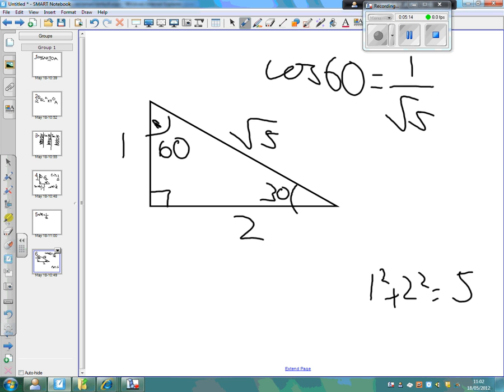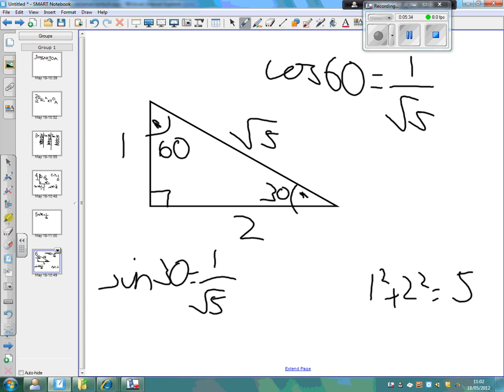So again, you can do this with the 30s as well. So sine 30 equals, so sine using SOHCAHTOA is opposite over hypotenuse. So the opposite for this angle here will be 1 over square root 5.